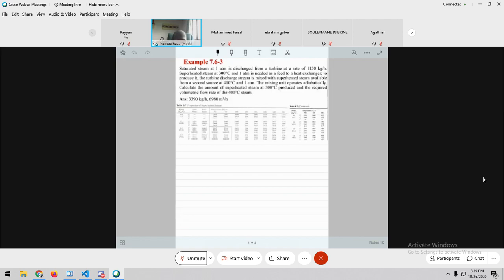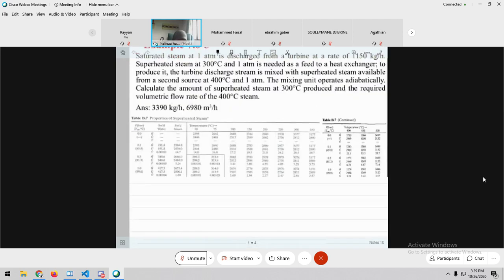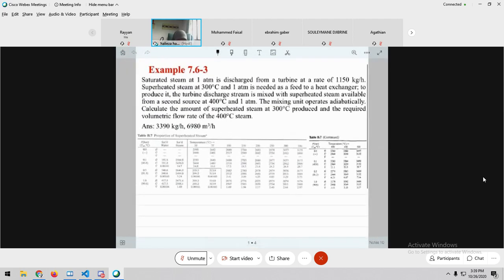Saturated steam. Let me zoom. Okay, saturated steam at 1 atm is discharged from a turbine at a rate of 1,150 kg per hour. Superheated steam is needed at 300 degrees C, 1 atm, as feed to a heat exchanger. That's the feed. You need to, what do you need to do? Understand the question first.